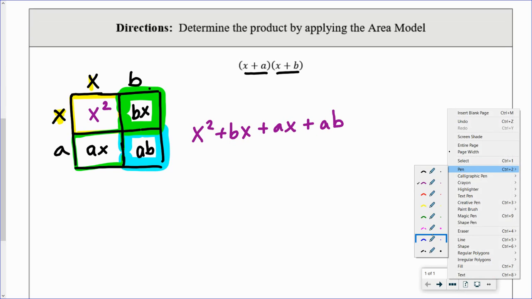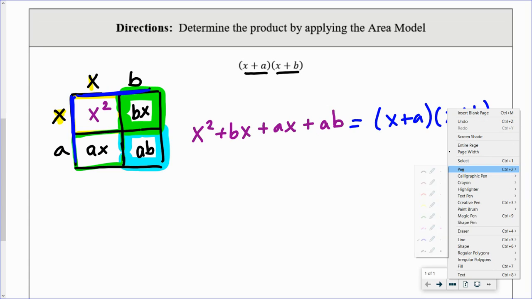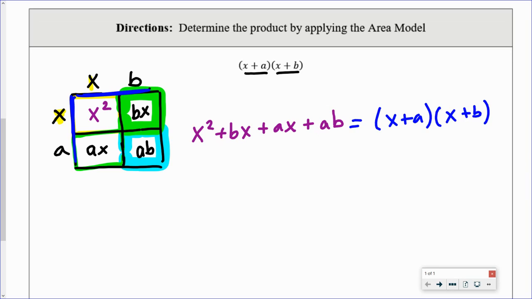Well, in this case, the length is x plus a, and the width is x plus b. So this statement must be true because we're multiplying the length times the width to get the area of the region. So I'm going to simplify the left-hand side a little bit. I'm just looking at the two middle terms here, and they both contain a factor of x. So I'm going to factor that out, and that's going to leave me with that. I just wrote it as a plus b instead of b plus a.